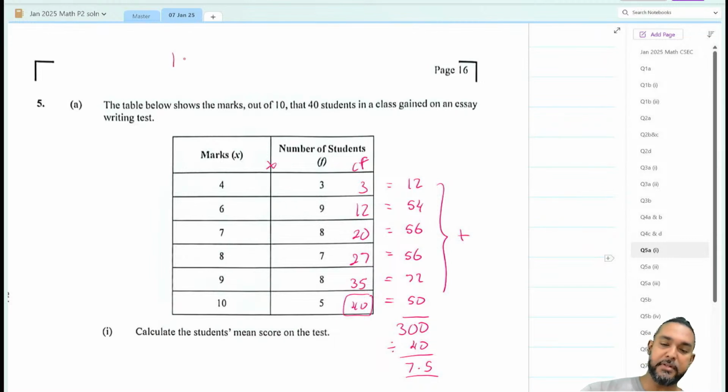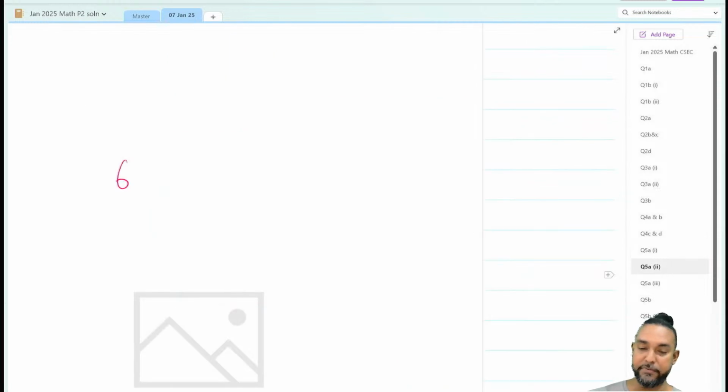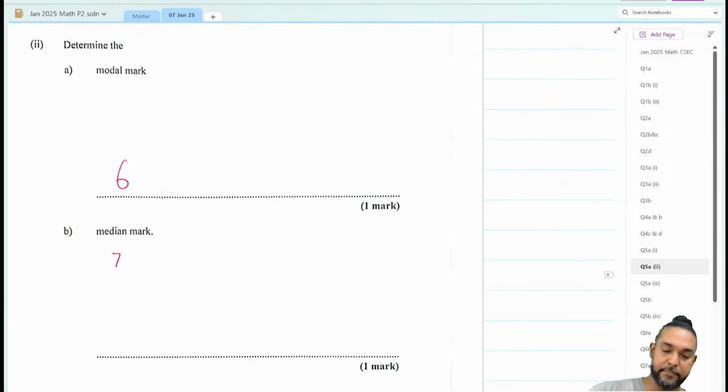So what's going to happen is you could split 40 into 2 equal halves, the first 20 and then the second 20. So there's no actual middle mark. What we have to do is find the 20th and 21st marks and then find their average. Here, 20 was here. The 20th person had a mark of 7, and right after you go into the next set of marks, which is 8, the 21st person had a mark of 8. So you find the average of 7 and 8, which is 7.5.